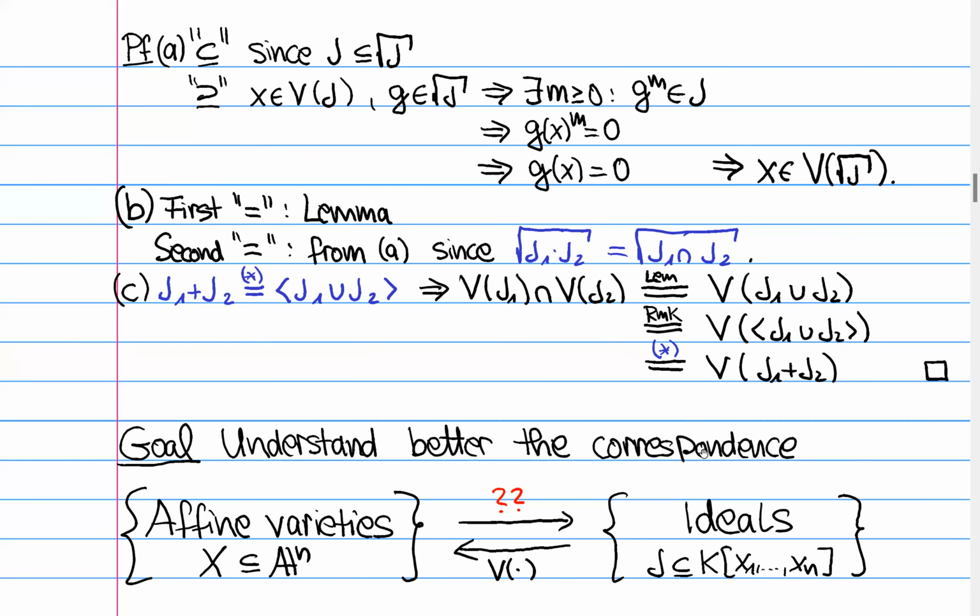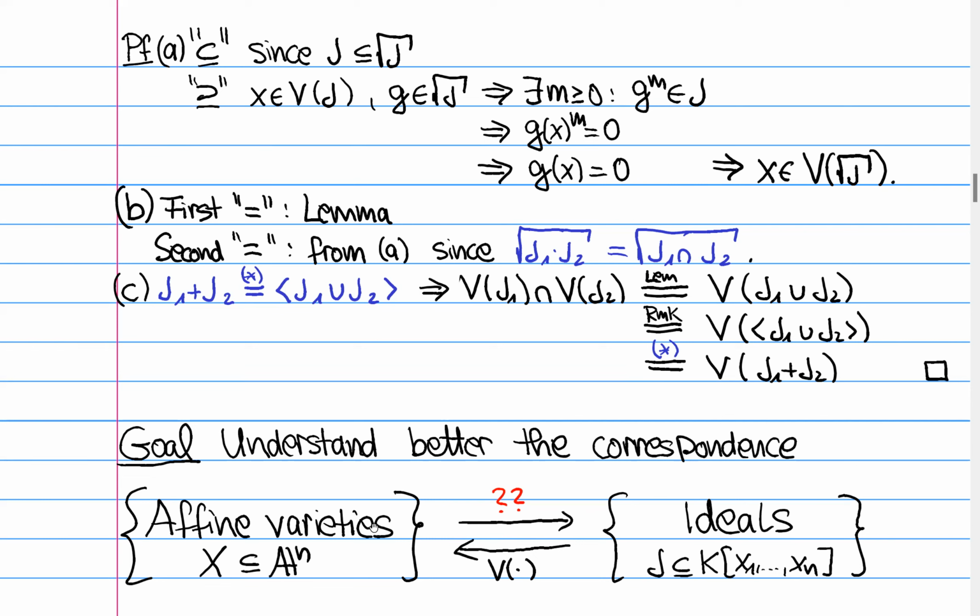So in the last video, we saw this function V, which computes the solutions of a given set of polynomial equations. And we saw that the solution set really only depends on the ideal generated by the set of equations. And so we did obtain a map, taking an ideal in this polynomial ring and sending it to the set of solutions, which is exactly the definition of an affine variety in this affine space. And so we have this map in this direction.